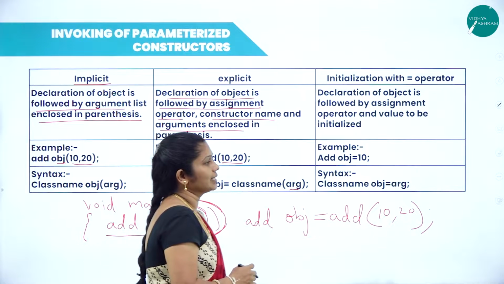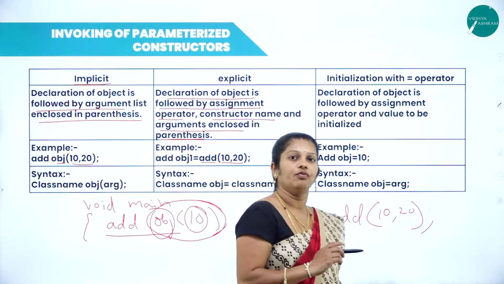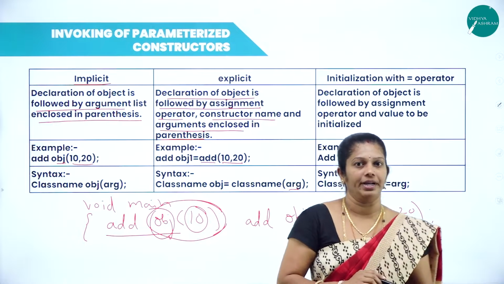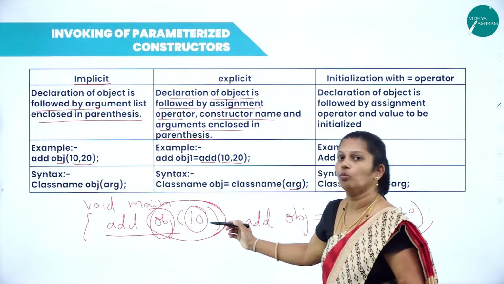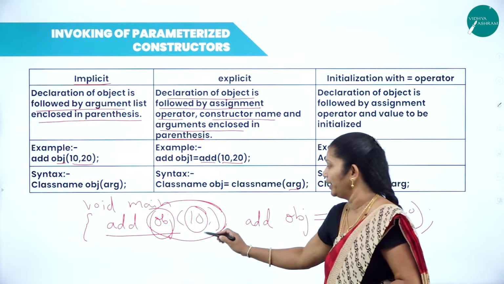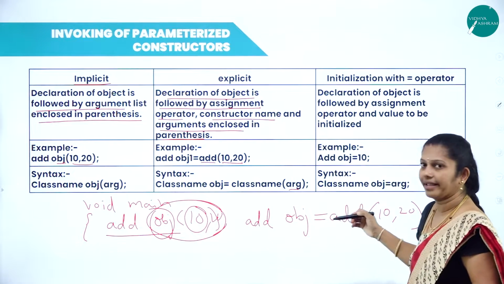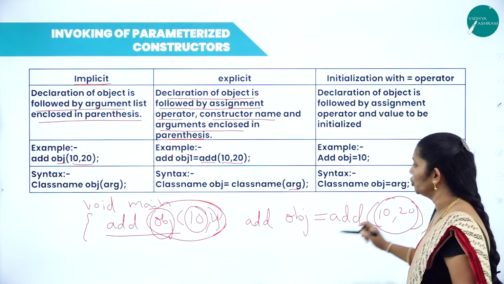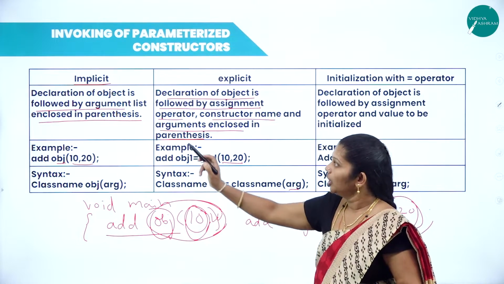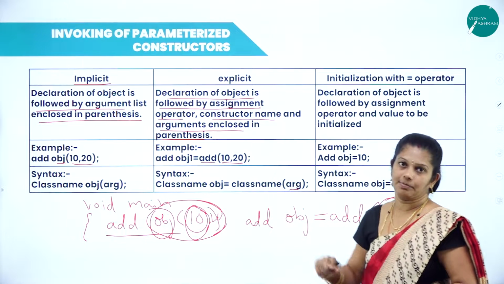And the last one is initialization at the time of declaration with assignment operator. Whereas if you observe here, I can take one or more than one argument. Here 10, 20 I can take. Here also only 10 I can take, or 20, 30 I can take. That means more than one argument we can take, both in implicit as well as in explicit.